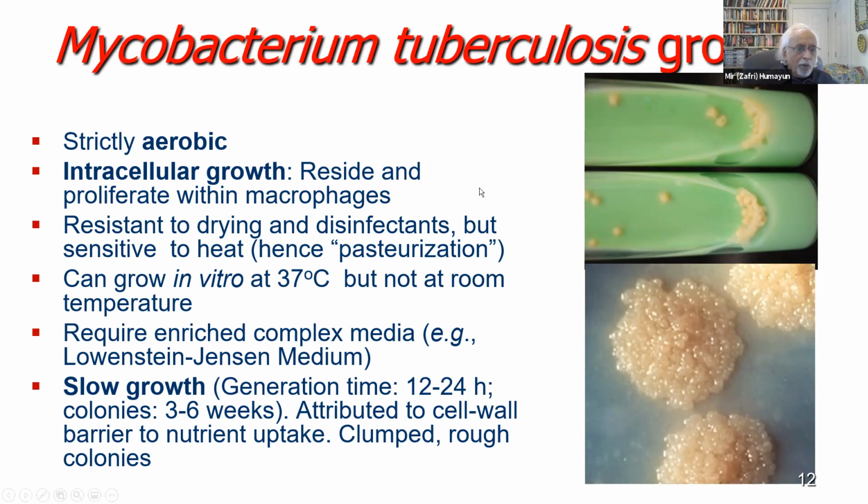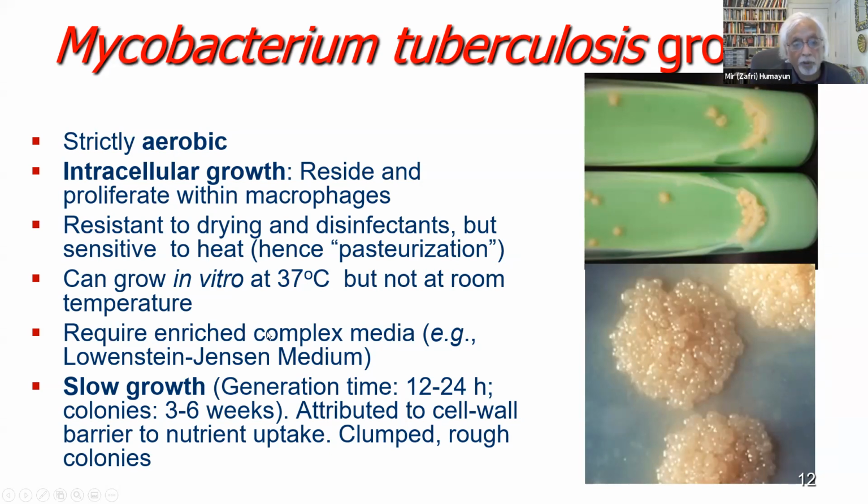This organism is quite resistant to drying and to disinfectants. All of that is attributed to the thick lipid-rich cell wall, but it is sensitive to heat. Okay, in fact, pasteurization was invented mostly to get rid of mycobacterial species in contaminating milk and other such dairy products. This organism can grow in vitro at 37 degrees, but it cannot grow at room temperature. So it is adapted to growth at 37 degrees because its reservoir is human beings. Okay?